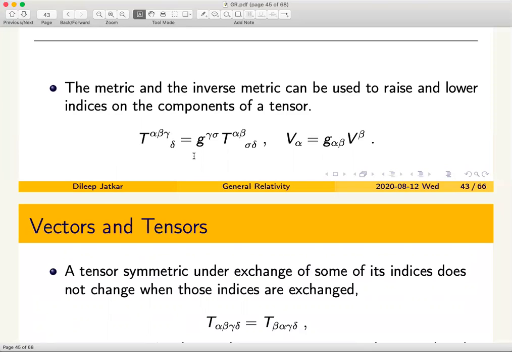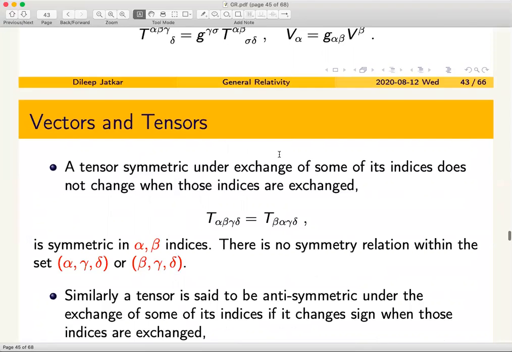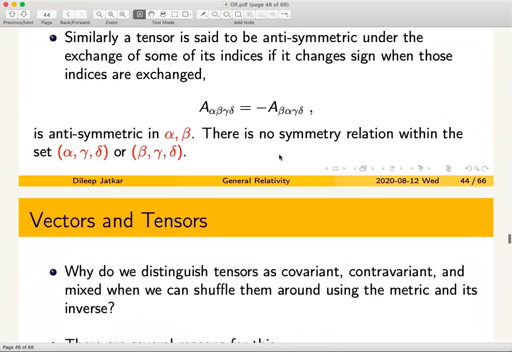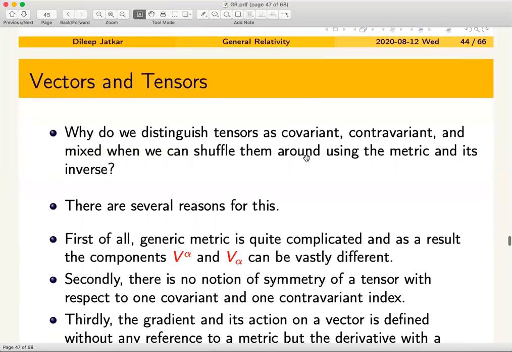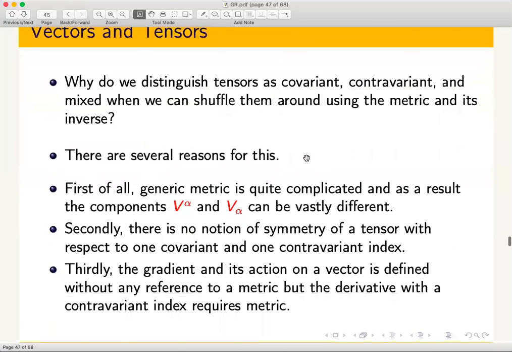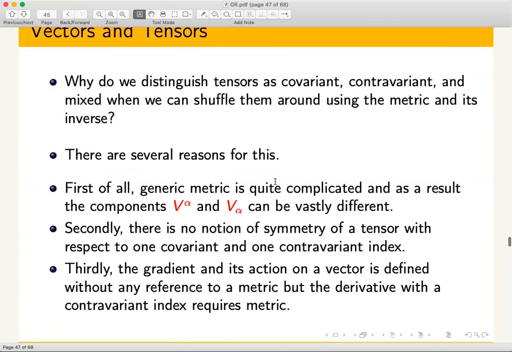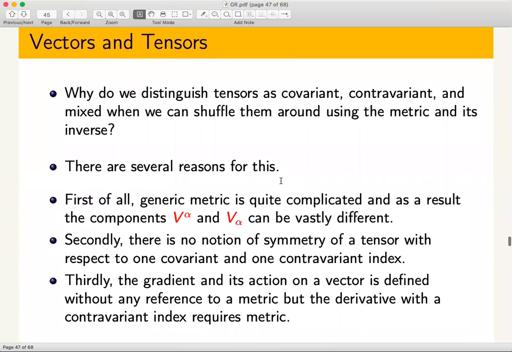Okay, so given the fact that metric and inverse metric allow me to raise and lower indices freely, a natural question would be, why do we distinguish tensors as covariant, contravariant, and mixed when we can shuffle them by just using the metric and its inverse? Okay, and there are of course several reasons for not doing that, and they are all basically related to the ease of doing computations in some sense.